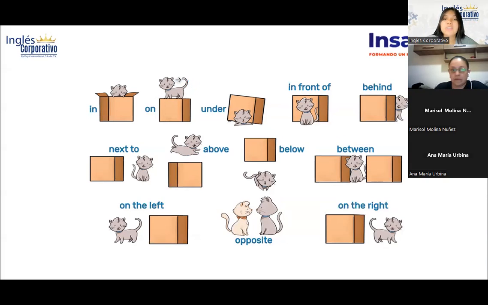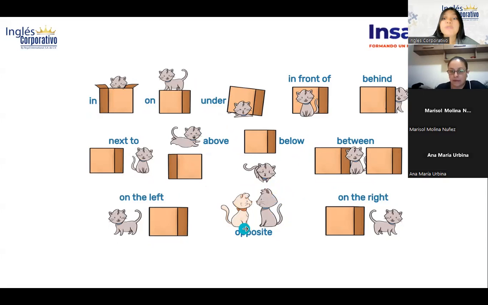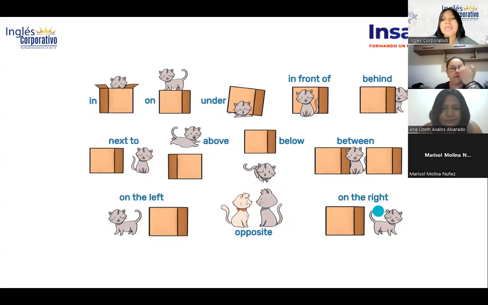Prepositions of place. In this case, we have in, on, under, in front of, behind, next to, above, below, between. Now say, on the left. On the left. Now say opposite. Opposite. Now say on the right. On the right, okay?